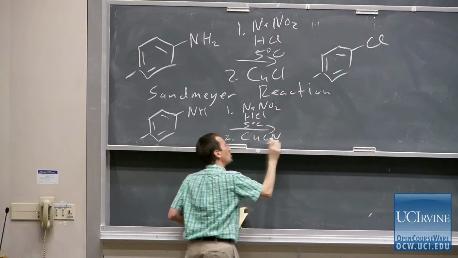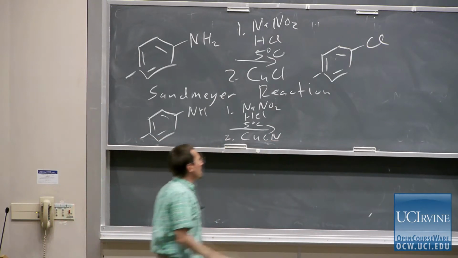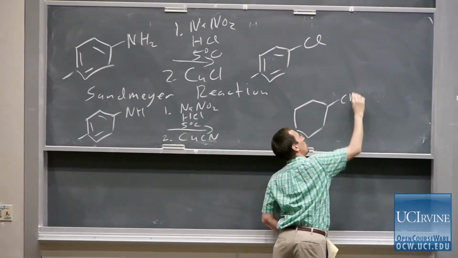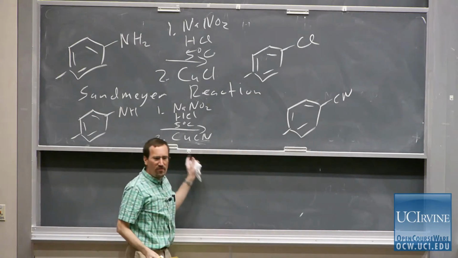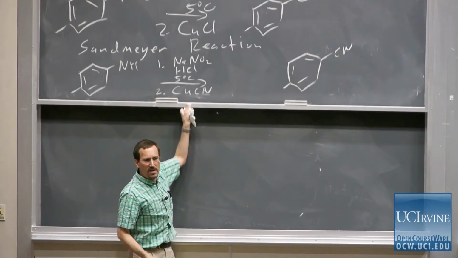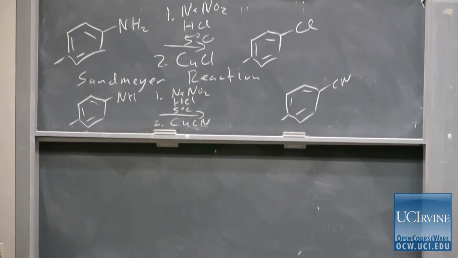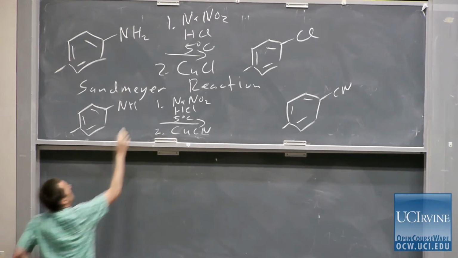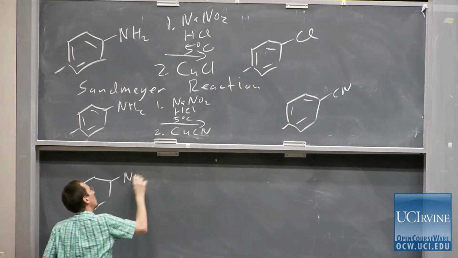Copper cyanide, cuprous cyanide, CuCN, is a way of mediating the introduction of a nitrile group, a cyano group, like so. That's cool. We formed a carbon-carbon bond. The other way you would learn to do this was Friedel-Crafts alkylation and Friedel-Crafts acylation. There's lots and lots of other things you can do with this as well.